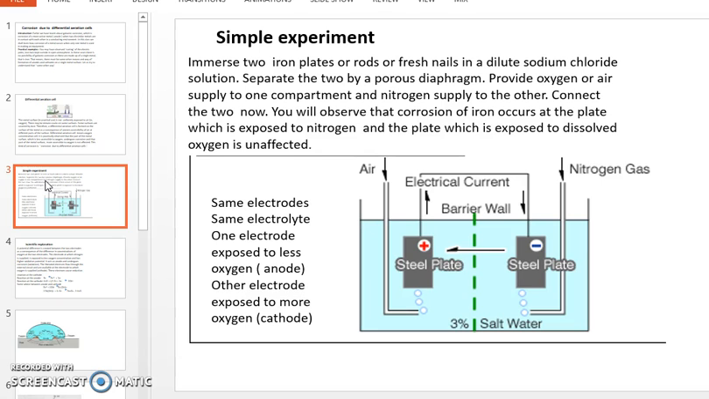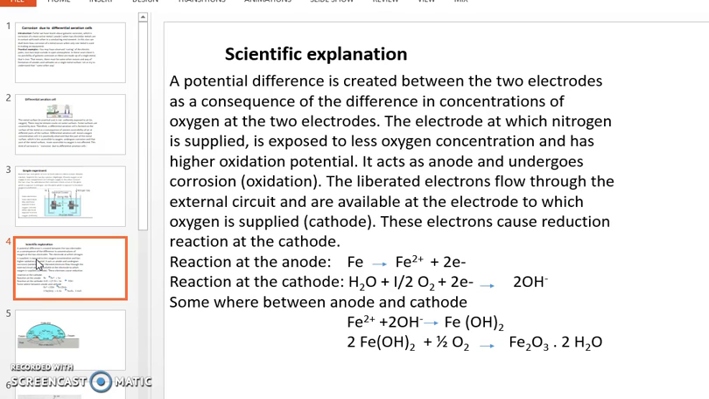See, same electrodes made up of iron, same electrolyte, and one electrode exposed to less oxygen acts as anode, the other electrode exposed to more oxygen acts as cathode. As we know, it is anode that always undergoes corrosion. What is the scientific explanation for this? In such cases, a potential difference is created between the two electrodes as a consequence of the difference in concentrations of oxygen at the two electrodes.